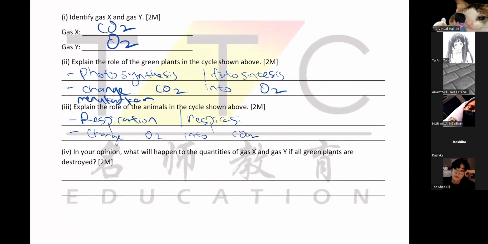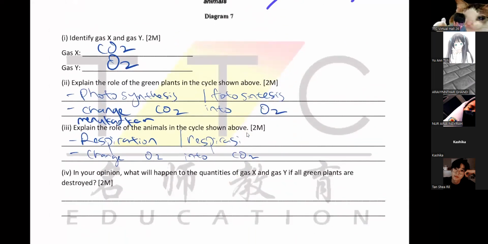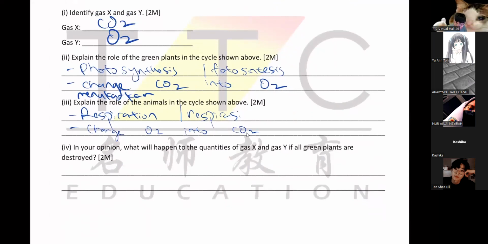So number 4, in your opinion, what will happen to the quantity of gas X and Y if all the plants are destroyed? If you destroy all the tumbuhan, X will increase. Because you don't have photosynthesis already, so you have more carbon dioxide, so your oxygen will decrease. Oh, sorry, oxygen is gas Y. It's like what happened now lah. We have all this carbon dioxide around. This is why it's so hot.